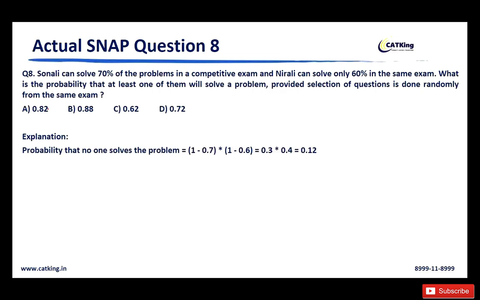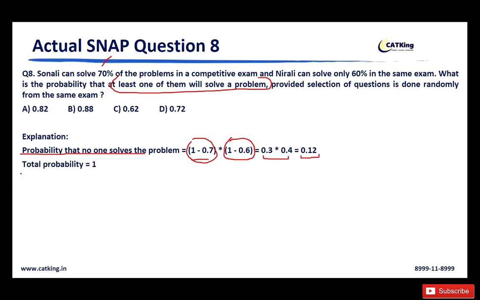Now in order to calculate that at least one of them will solve a problem, first let me calculate that no one is able to solve the problem. That is, Sonali cannot solve the problem: the probability will be 1 minus 0.7. Similarly, Nirali can't solve the problem: that will be 1 minus 0.6. So this will be nothing but 0.3 into 0.4, that is 0.12.